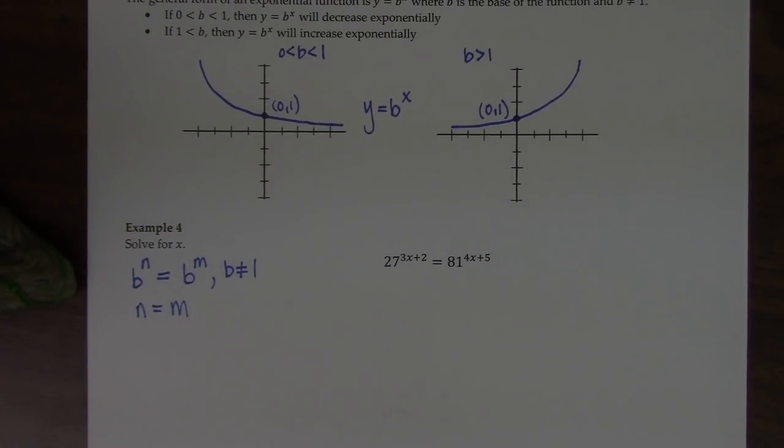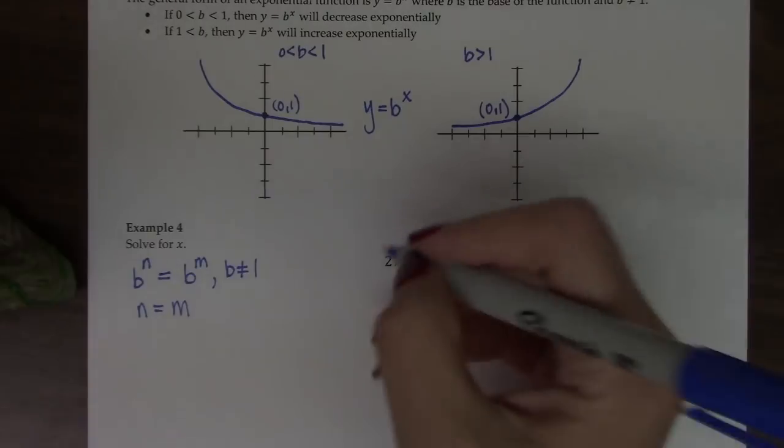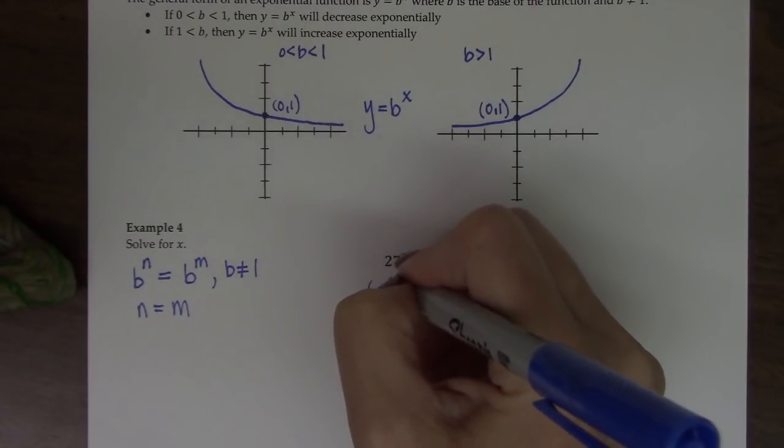In this case, I see 27, which is divisible by 3. 81 is divisible by 3. Now some of you might say, oh, they're both divisible by 9. Well, that's true. 27 is 3 times 9, and 81 is 9 times 9. But remember, the goal is to find the smallest possible base. So it's always helpful to check your primes. Check 2, check 3, because we want to see if we can reduce it to some number raised to a power. So 27 is actually 3 cubed.